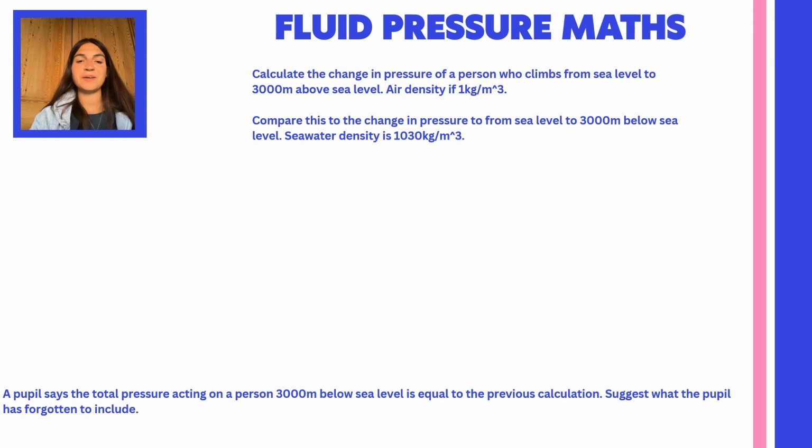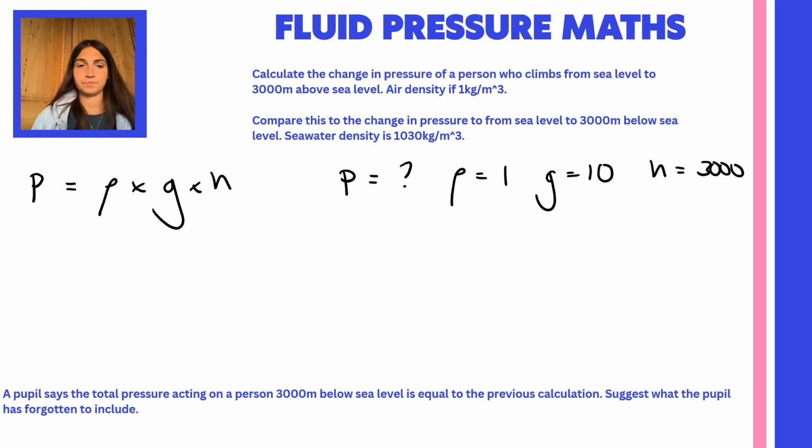Okay, calculate the change in pressure of a person who climbs from sea level to 3,000 meters above sea level. Air density is 1 kilogram per meter cubed. Compare this to the change in pressure from sea level to 3,000 meters below sea level, and we're given seawater density as well. So fluid pressure, we have that special equation. Pressure is density times g times h.